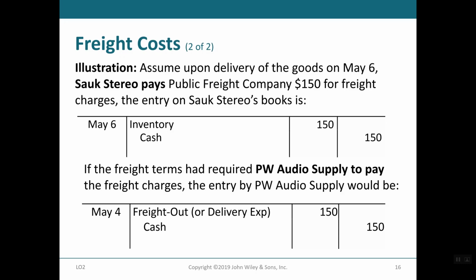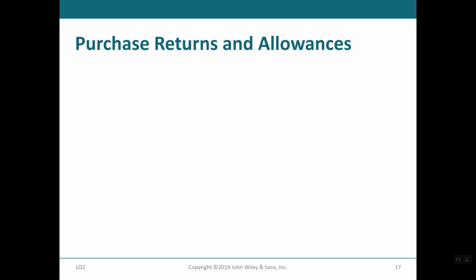But in the first case where Sook Stereo is the buyer, we're adding the 150 to the cost of the inventory. Okay, because he bought the inventory, all the amount that it takes for him to get and receive that inventory is added to the cost of inventory.